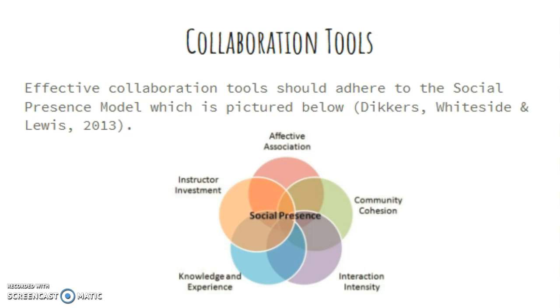Affective association is the emotional connectedness with participants. Community cohesion has to do with a strong sense of community. Instructor involvement is ensuring that the instructor is active in discussions and providing necessary feedback. Interaction intensity deals with the level of interaction between participants. And knowledge and experience is when students have the opportunity to share their prior knowledge and personal experiences with each other.